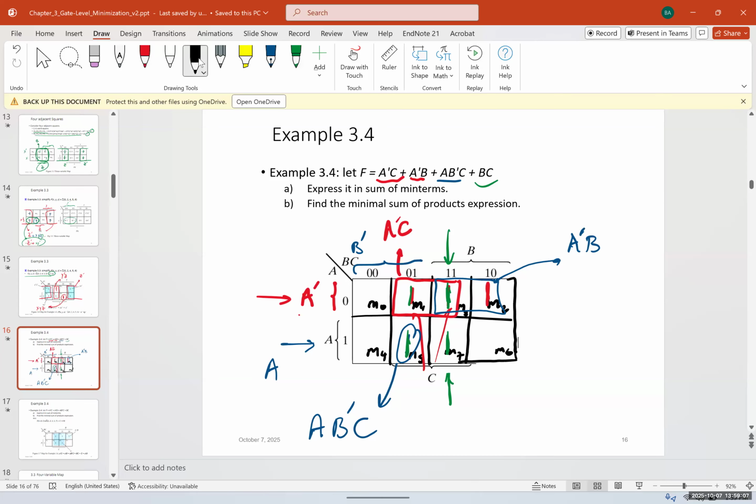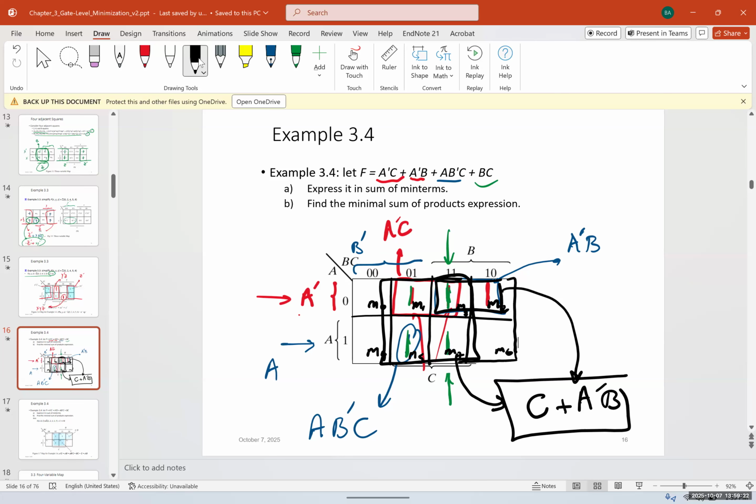And what I can do is I can combine these 4 if I want to simplify it. And if I combine these 4, I have C. Now I can combine these 2. If I combine these 2, I would have A prime B. So the final answer would be C plus A prime B.